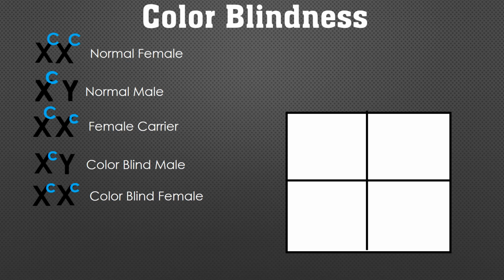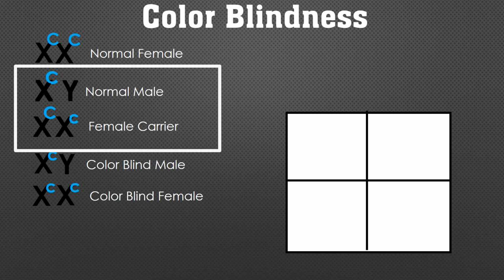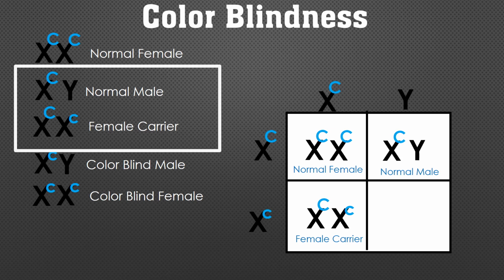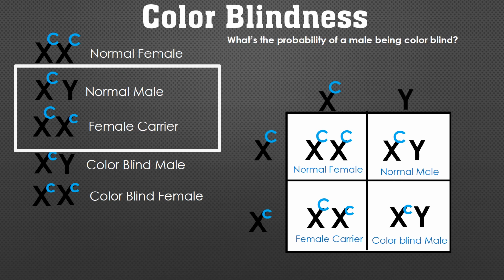So now we're going to create Punnett squares using the color blindness trait. We are going to cross a normal male with a female carrier for the trait. We're going to set up our Punnett squares, and the results are a normal female, a female carrier, a normal male, or a colorblind male. I want you to go ahead and write down this information on your worksheet and answer the questions.